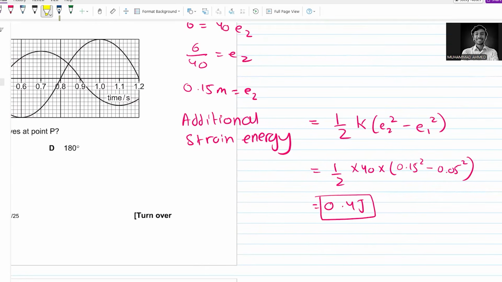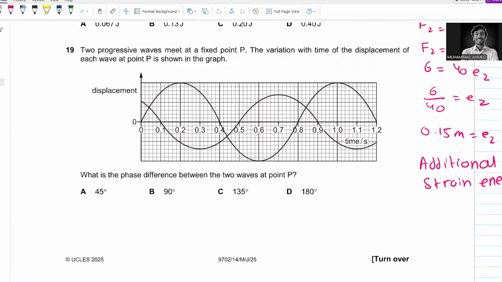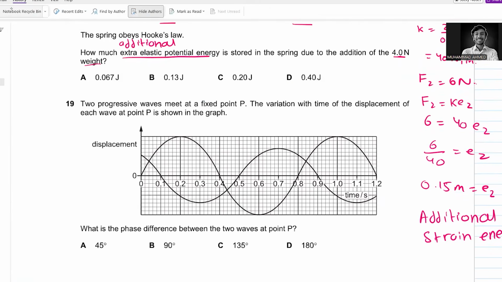What is the formula for additional strain energy? 1/2 k (E2 square minus E1 square). What is your answer? Your answer comes out to be 0.4 joules. D is your answer. Let's move ahead.